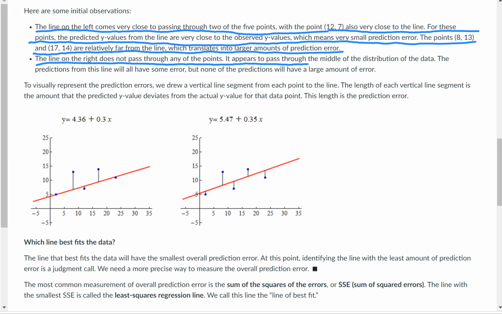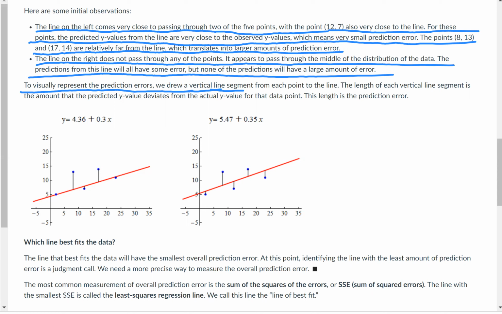It appears to pass through the middle of the distribution of the data. The predictions from this line will all have some error, but none of the predictions will have a large amount of error. To visually represent the prediction errors, we drew a vertical line segment from each point to the line. The length of each vertical line segment is the amount that the predicted y value deviates from the actual y value of the point. This length is the prediction error.